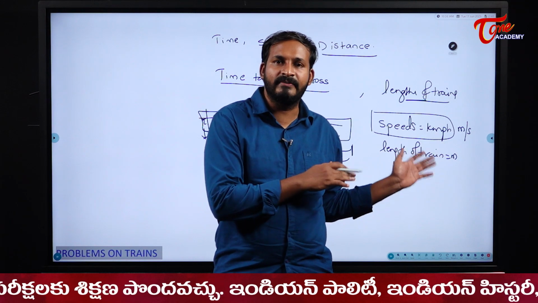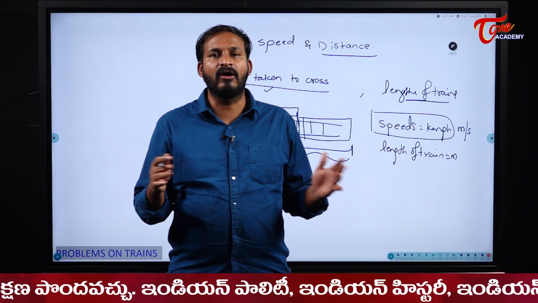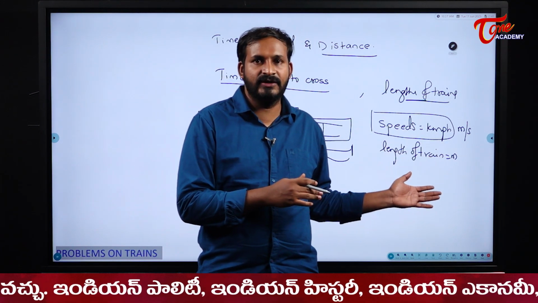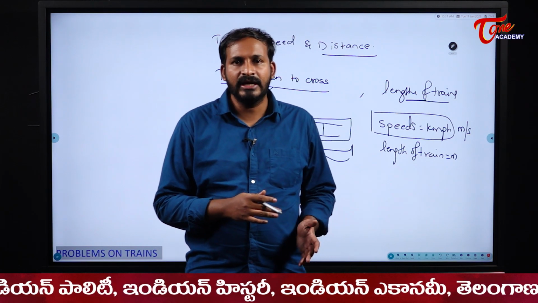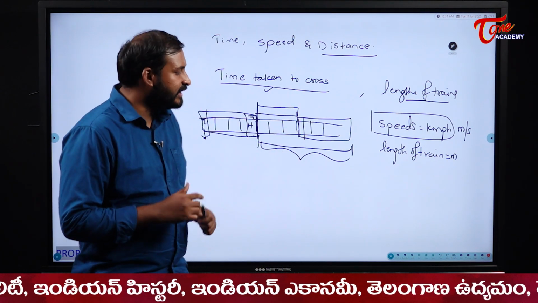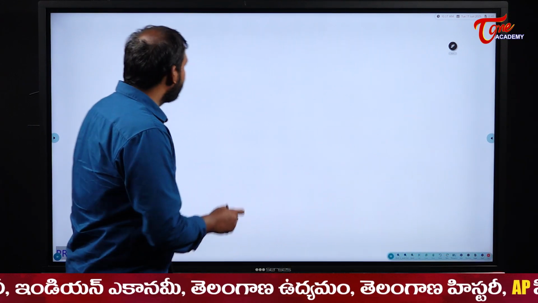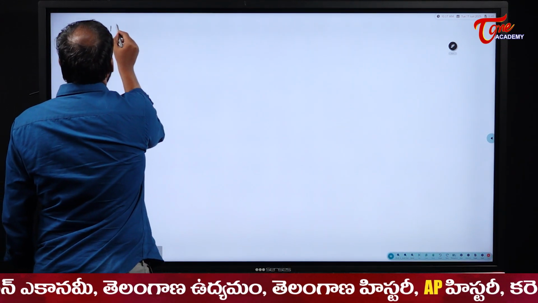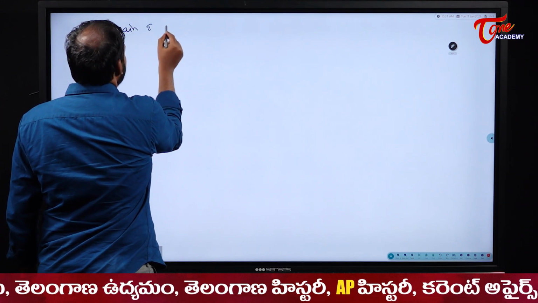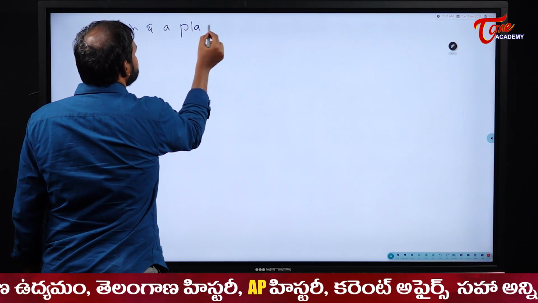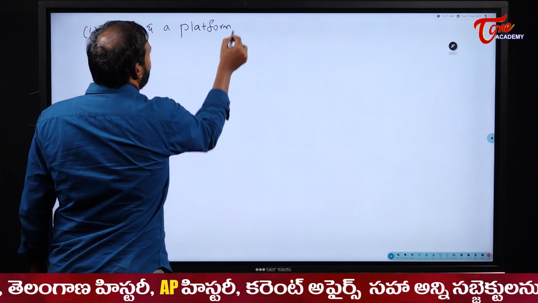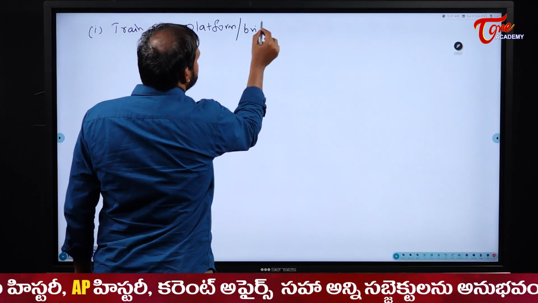We know how to convert meter per second to kilometer per hour and all these things. In our previous videos, we have seen these things. Now, next, here we will have different cases, students. What are those cases, sir? The first one is train and a platform. The first case is for us train and a platform or bridge or tunnel.